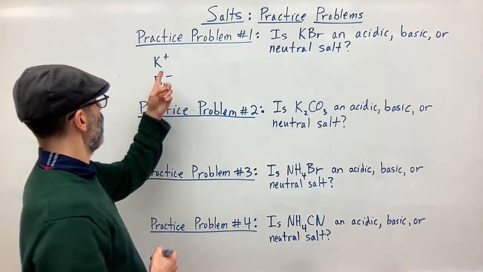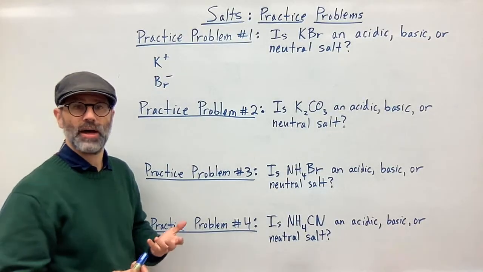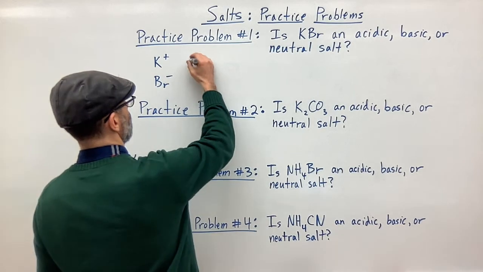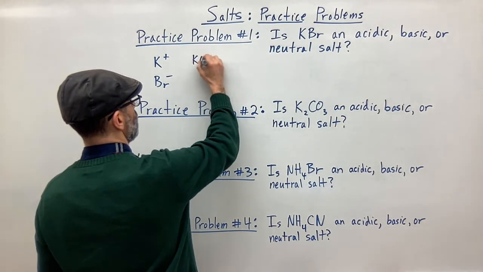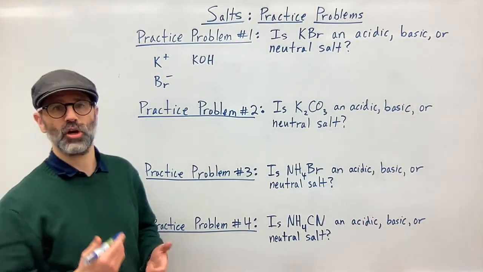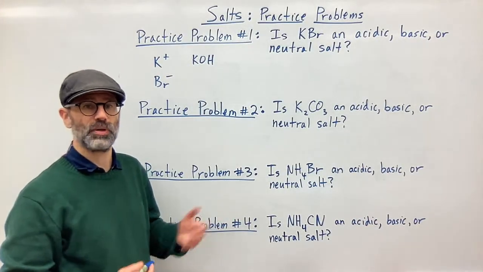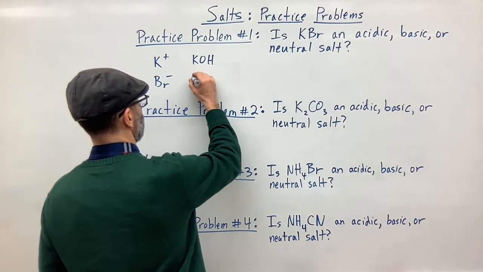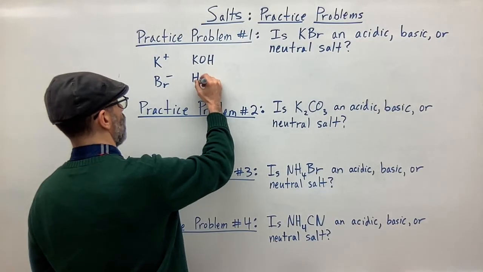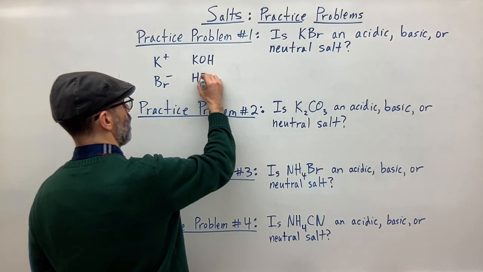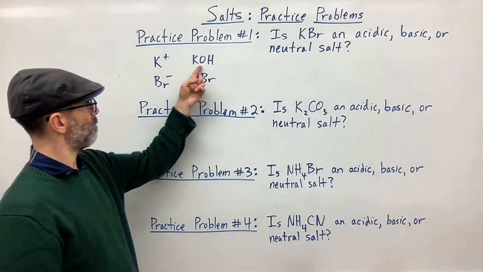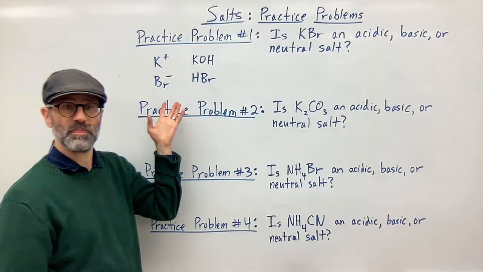Right. So here, K is plus, so that could be paired up with OH minus. So you could say that that's coming from KOH. And then Br minus is a negative ion, so that would go well with H plus. And so that would be the counter ion or conjugate base of HBr. So those are the base and acid from which these come from.